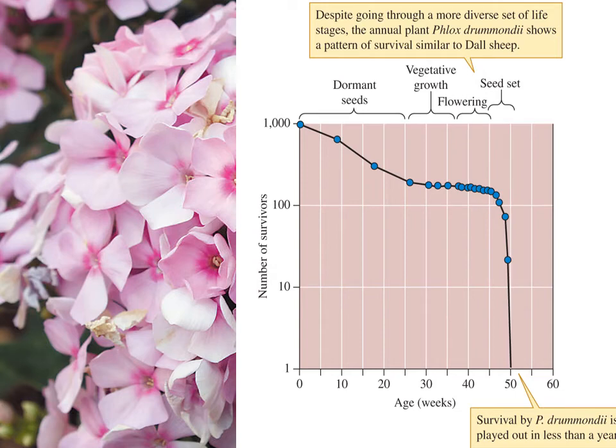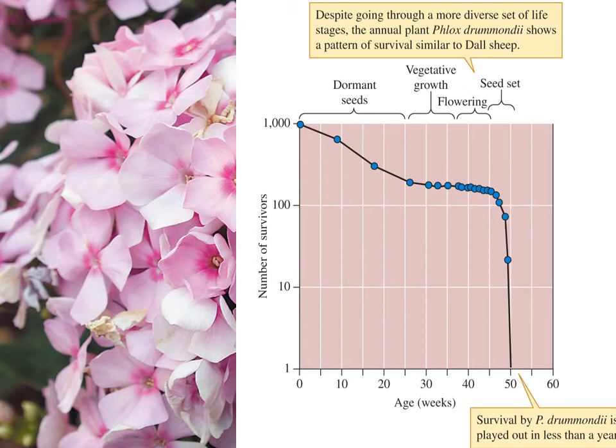This is looking at a plant that we're actually going to be talking more about. This is an annual plant called Phlox drummondii. You can see it's really pretty. It's a garden plant that you can grow. And they have different phases in their life. So remember, when you're looking at this, you do have to look at the whole lifespan, but it's an annual plant, so it's only around for a year.